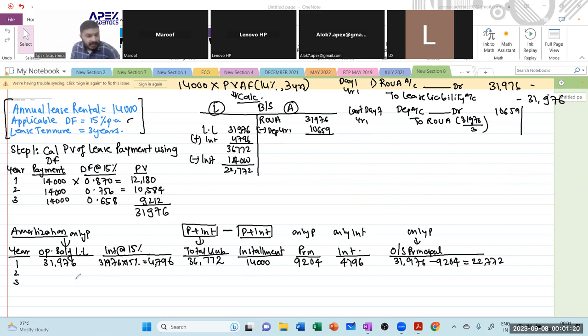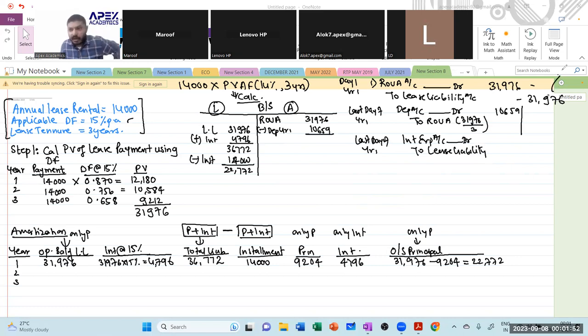Correct? Second year. Haripriya, what is the opening balance of lease liability? 22,772. Have I completed the accounting, Haripriya? No. Pushkar, pass the entry. Okay, last day of year 1. Haripriya, what entry will I pass now? Interest expense account debit to lease liability. Very good. To what? Lease liability.